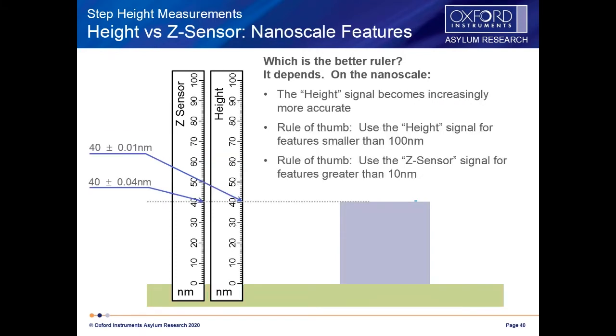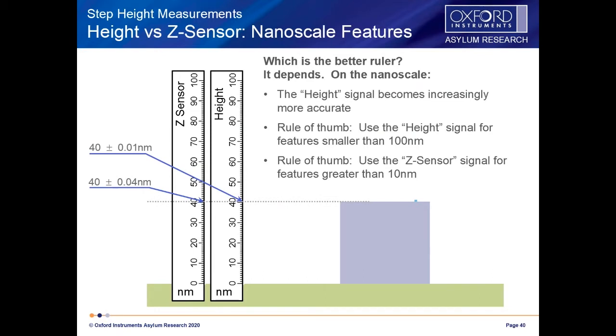Now, when the cube is say 40 nanometers, both the Z sensor and the height are going to give me a pretty accurate number. You notice that the level of uncertainty, which is the plus or minus 0.04 nanometers on the height sensor, is larger than the one on the height. So I would say the height or the height sensor will both give you a pretty accurate measurement.